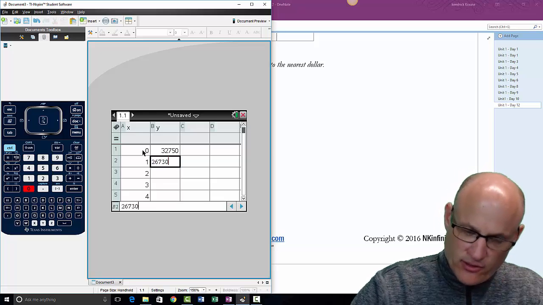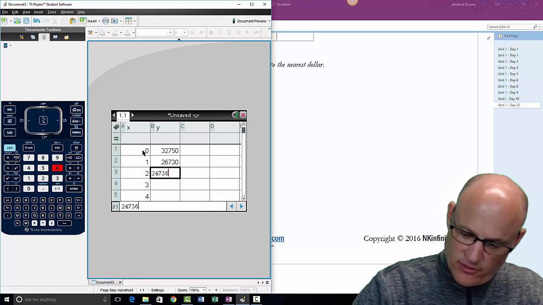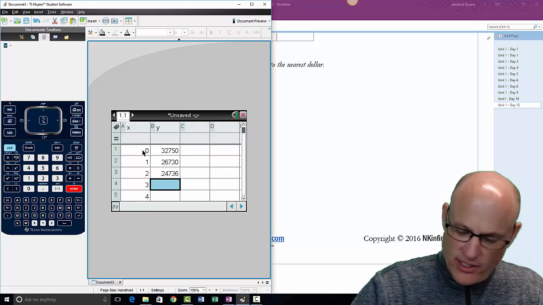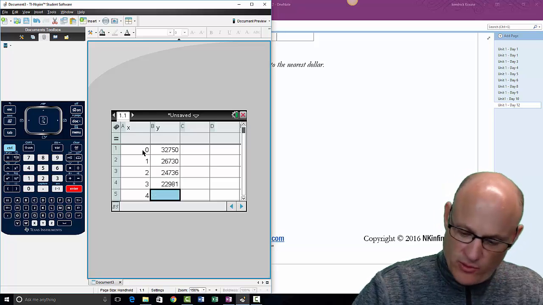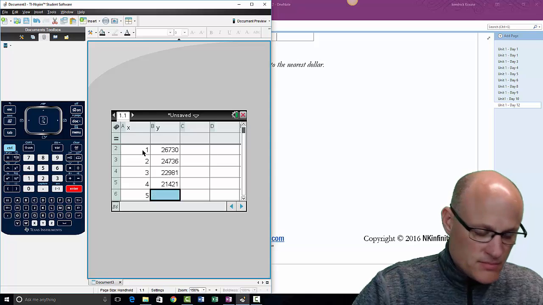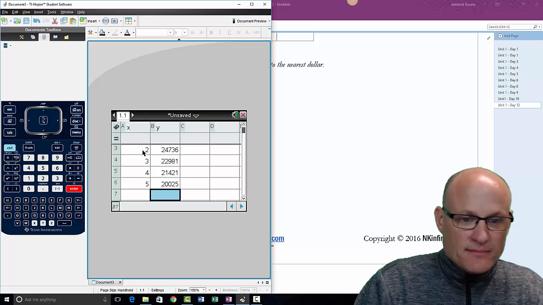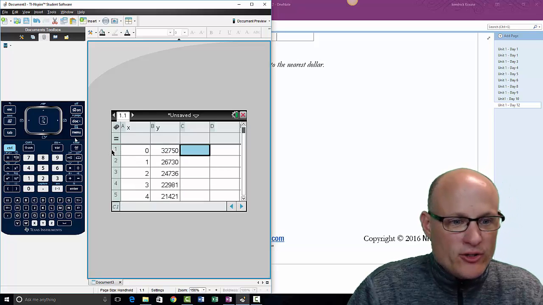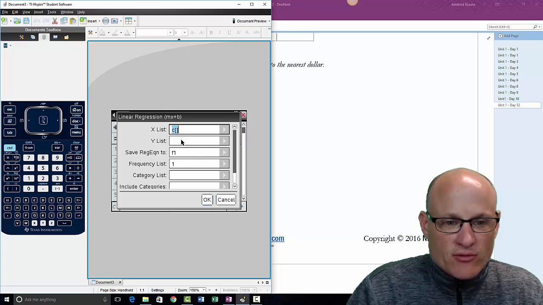26,730. 24,736. 22,981. 21,421. And 20,025. All right, come up here, we go menu, stats, stat calculations, linear regression. I called this X, I called this Y, and we click OK.